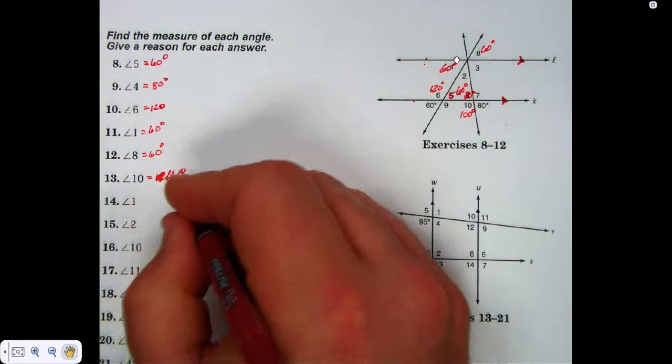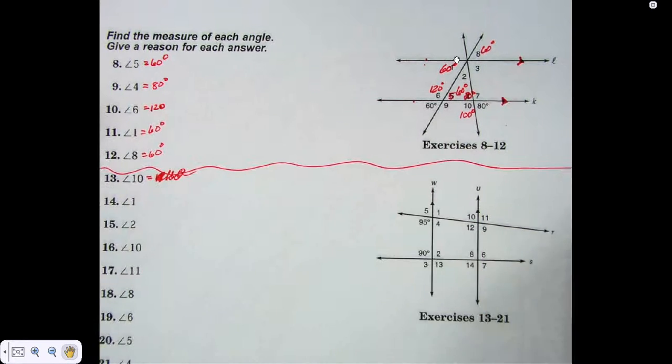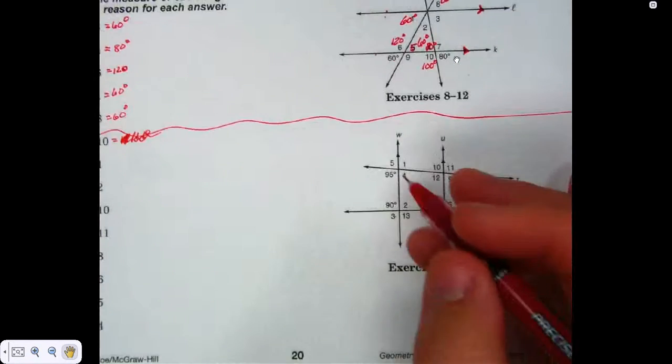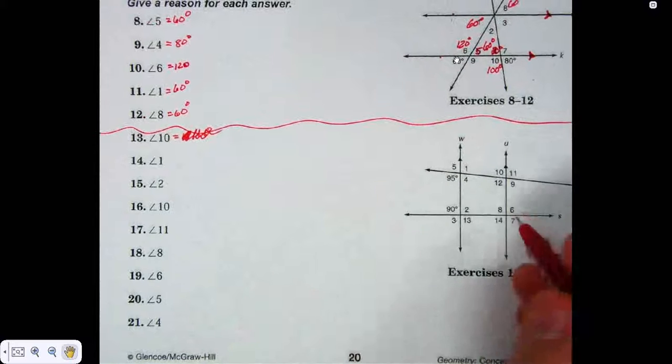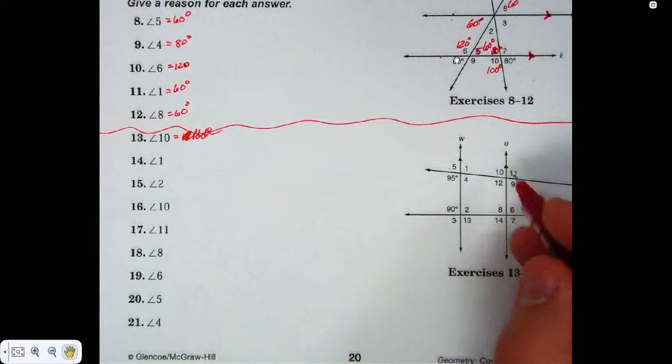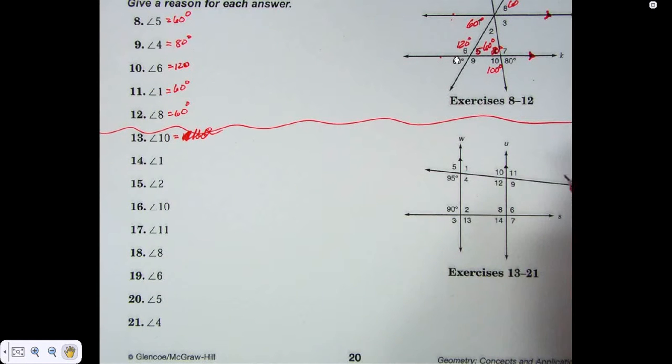Oh, I did it wrong. This was for 8 through 12, wasn't it? So for angle 10, we're actually talking about this one down here, aren't we? So let's go back and do 10 over again. These are not parallel, these two are.